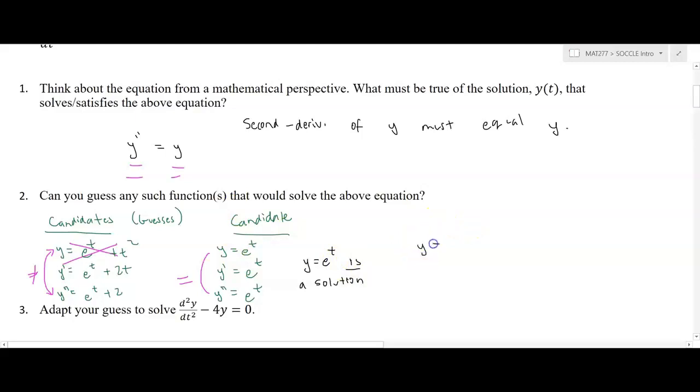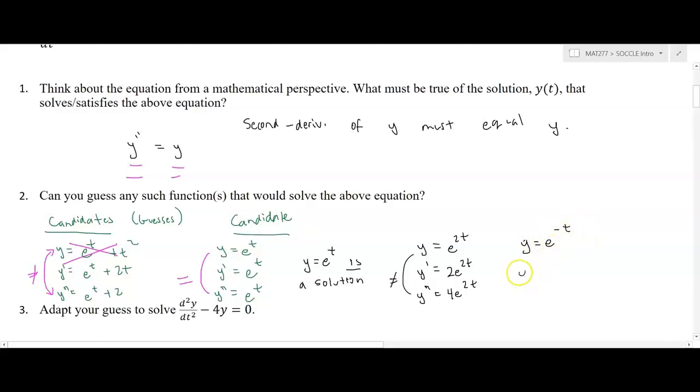Unfortunately, things like y equals e to the 2t won't work, anything where the exponent is not related to 1, because when we take derivatives of e to the 2t, we have to use the chain rule on the exponent and multiply it by the derivative of the exponent. And so by the time we take the second derivative, we get 4 e to the 2t, and clearly these two are not equal.